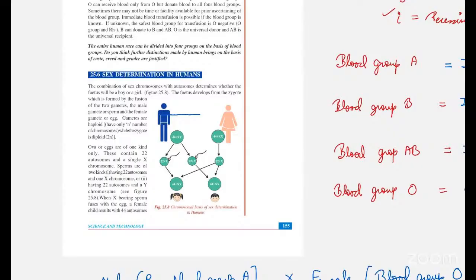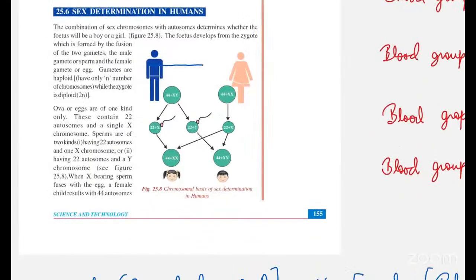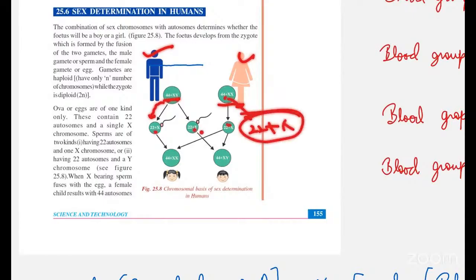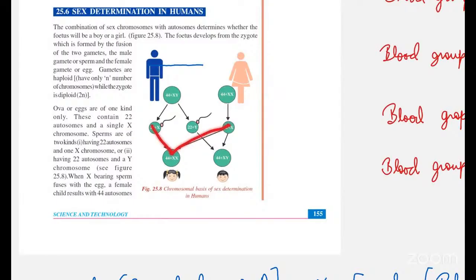So we have this thing. I will go through it one more time. Male has 44 XY, female has 44 XX. Now during gamete formation it becomes half, like 22 plus X, 22 plus Y, and the other one will be 22 plus X, like this. Everyone got my point? Yes or no? Now, when this 22 plus X fuses with 22 plus X, it becomes 44 plus XX, which is again female.